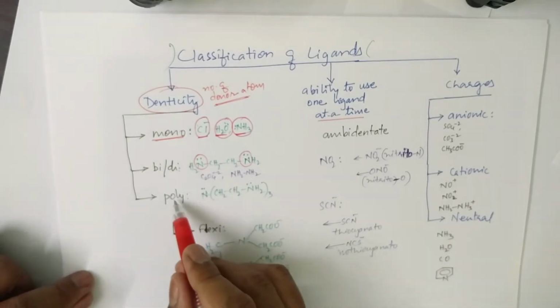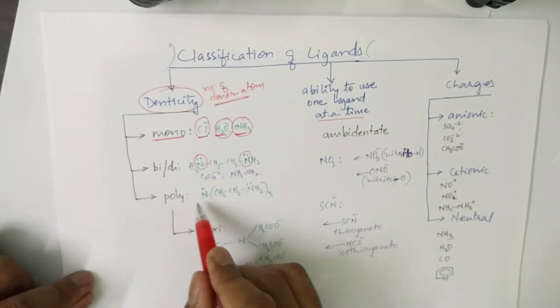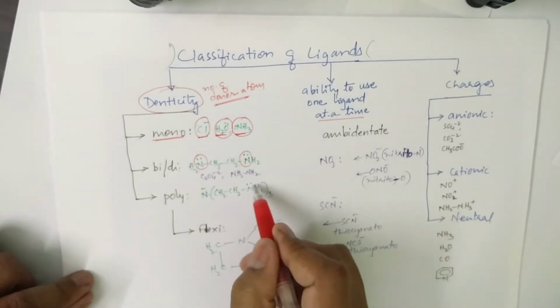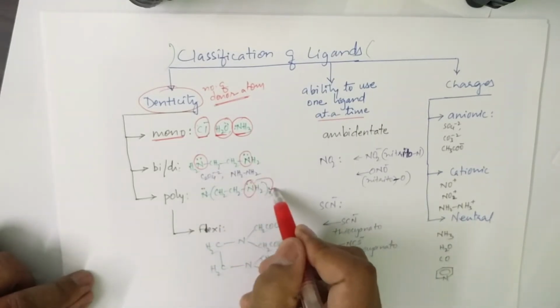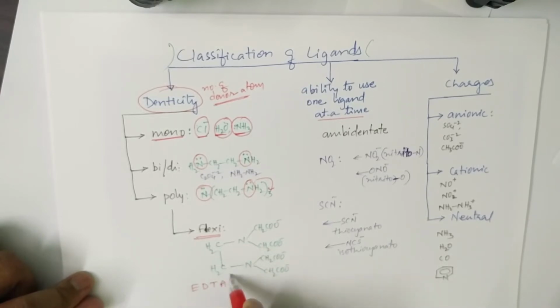There is another thing. If a ligand has more than two donor atoms, it can be called either tridentate or polydentate ligand. Here in this molecule, there are three donor atoms, four donor atoms. Well, there is a special case of polydentate ligand which is called flexidentate ligand, which is known as ethylene diamine tetra acetate ion. This is also called EDTA raised to 4 minus.